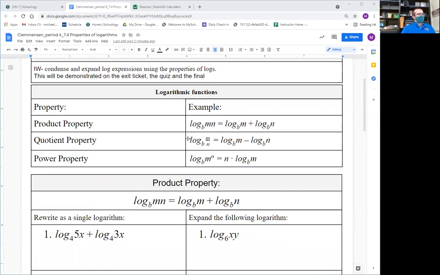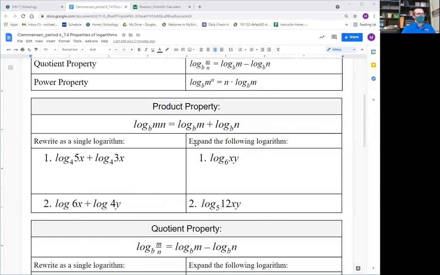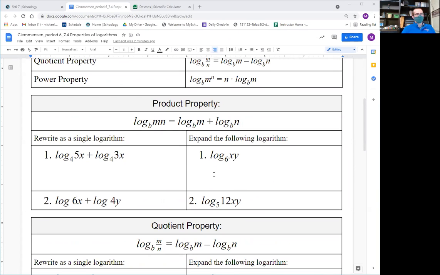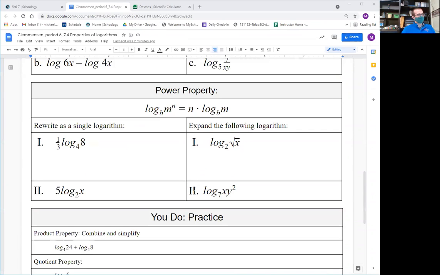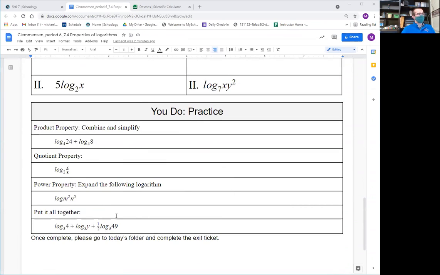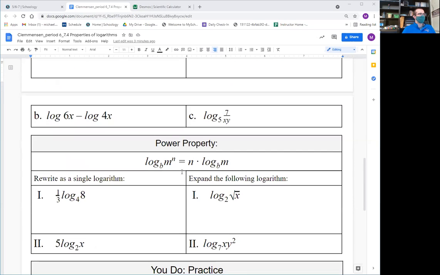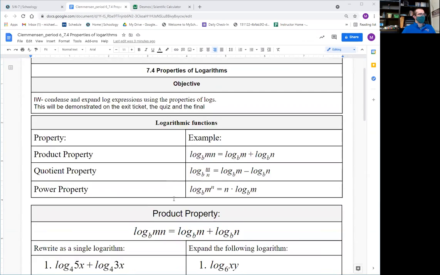We're going to go over a couple different properties of logarithms, the product, the quotient, and the power properties. And then we're going to go more in depth and do some practice with each one of those properties. At the very end, we'll have some you-do practice problems that are very similar to the ones you'll see on the exit ticket. Once we're done with all of that, you can start the exit ticket, and you should have enough time, if you are working diligently, to complete your homework as well.